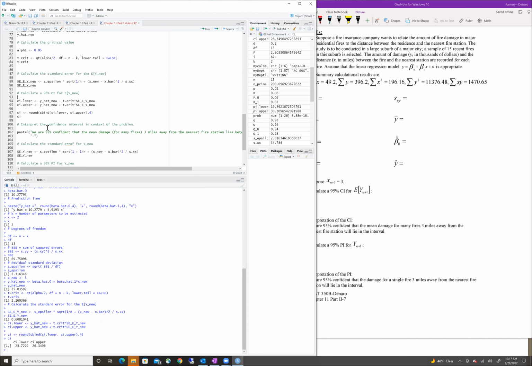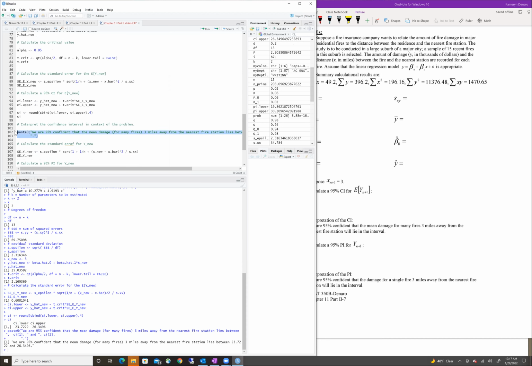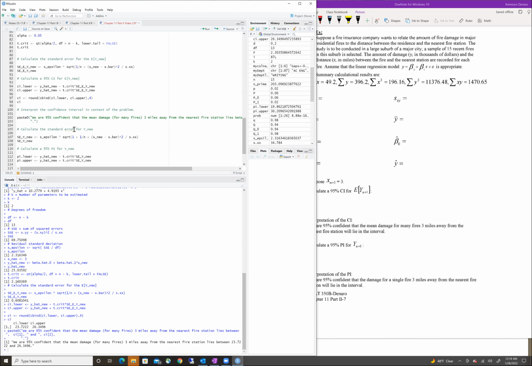Interpreting the confidence interval in context of the problem: the confidence interval is relating to the average damage for many fires that were 3 miles away. So we can say that we're 95% confident that the mean damage for many fires 3 miles away from the nearest fire station lies between $23,722 and $26,350.